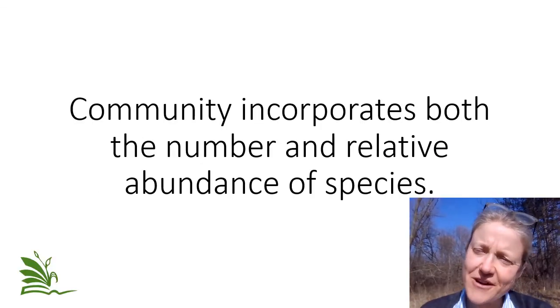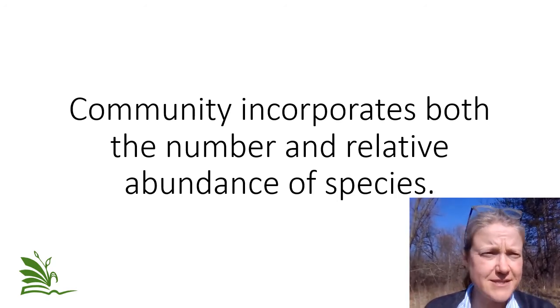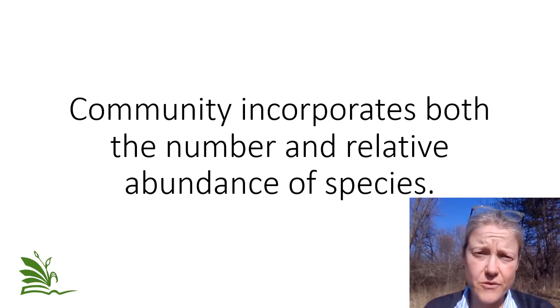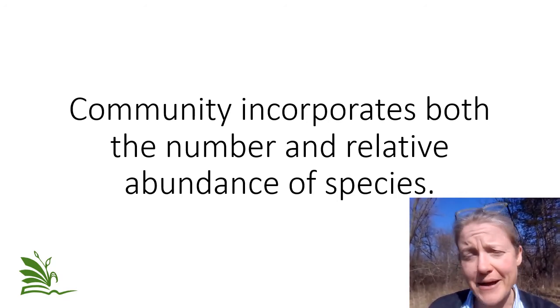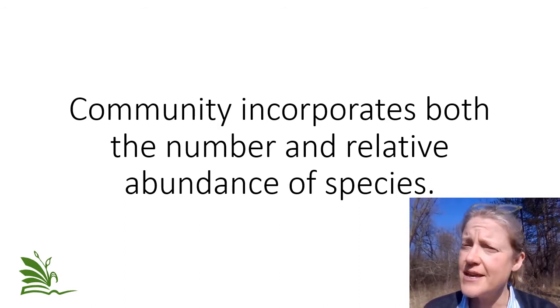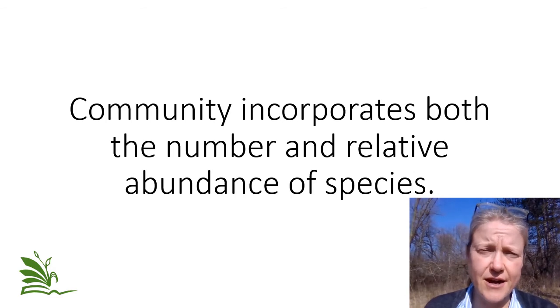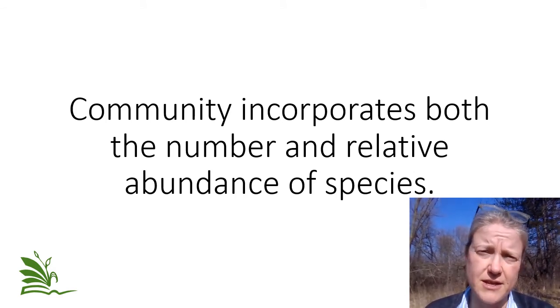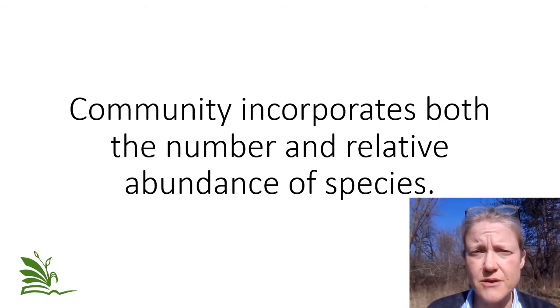Okay, so once we've described the physical structure of a community, where it stops and starts, and whether it's gradual or distinct in its boundaries, the next thing that we need to talk about is who lives there. Because in fact, that is what community ecology is all about, which species live there. And the way that we describe communities is by the number of species and their relative abundance within those communities.